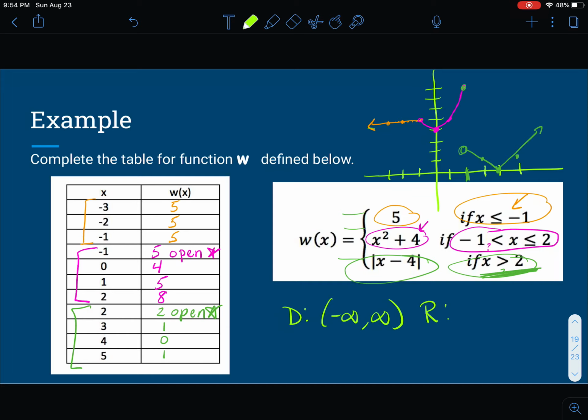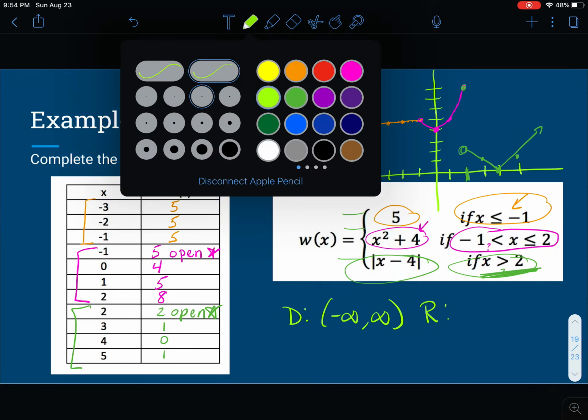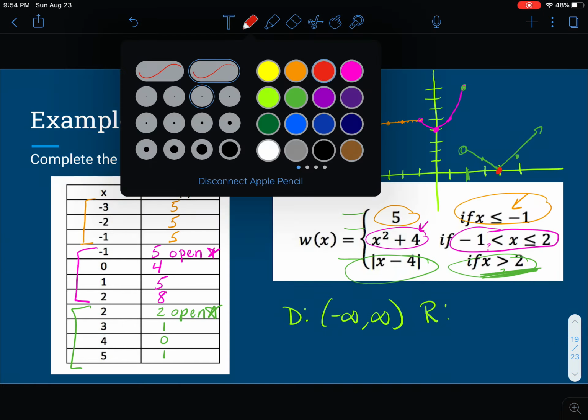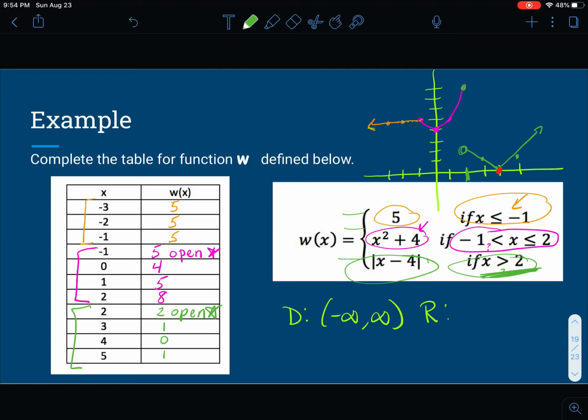So the range, I can see that we do have a minimum here. So this point is the lowest output you're ever going to get. So for the range for this, it would be bracket 0, because I include that point in the range, up to positive infinity. And that would be your range.